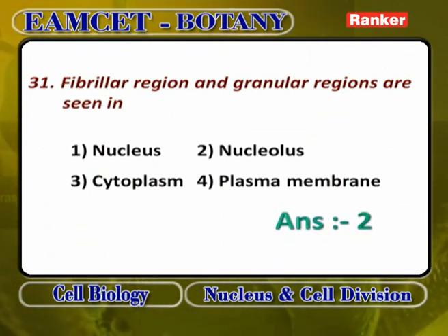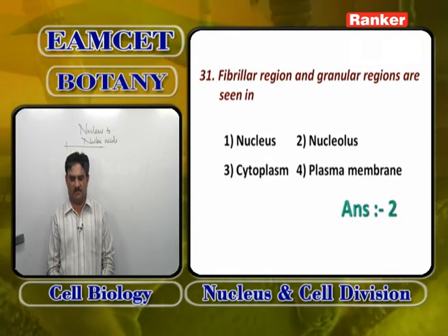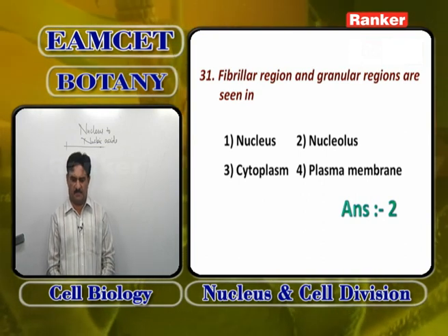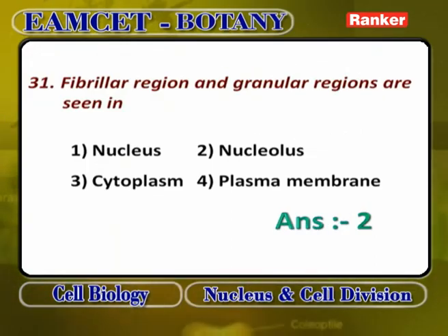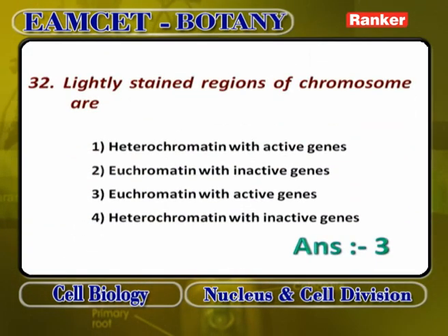Fibrillar region and granular regions are seen in. Nucleus does not show fibrillar region and granular region. Cytoplasm does not show them. Plasma membrane does not show them. Nucleolus or plasmosome shows an outer fibrillar region and an inner granular region. So fibrillar and granular regions are seen in the nucleolus. Second option. Lightly stained regions of chromosomes are heterochromatin or euchromatin with active genes. Third option, euchromatin with active genes.